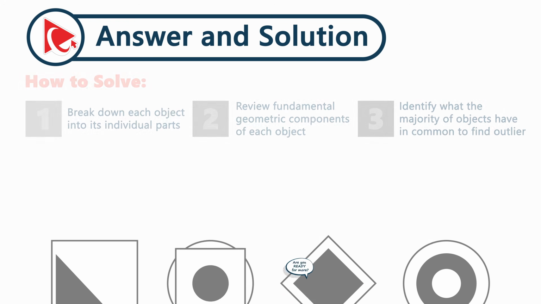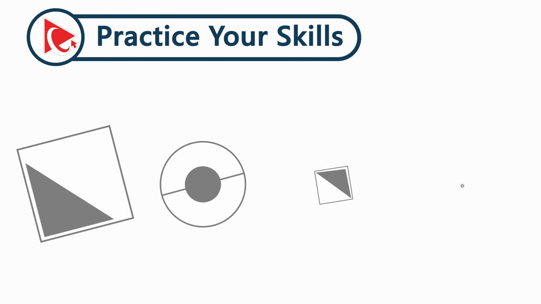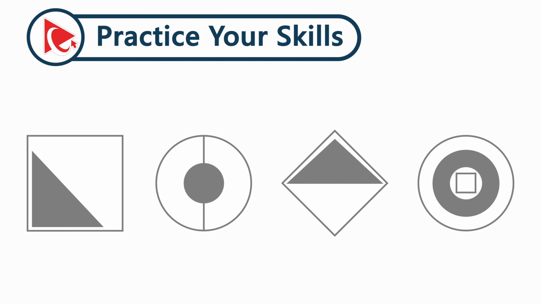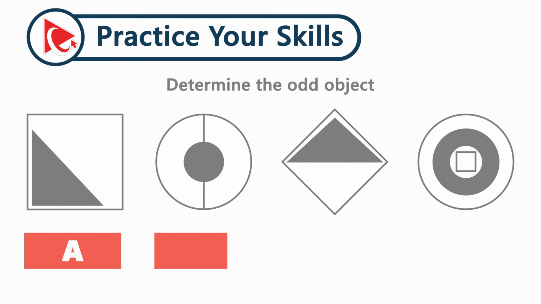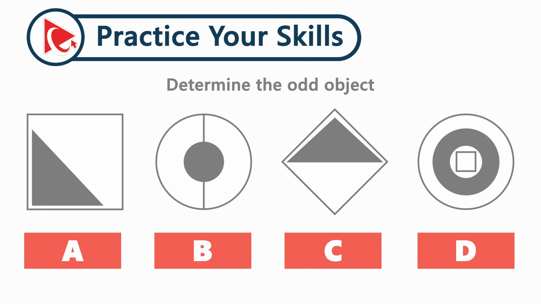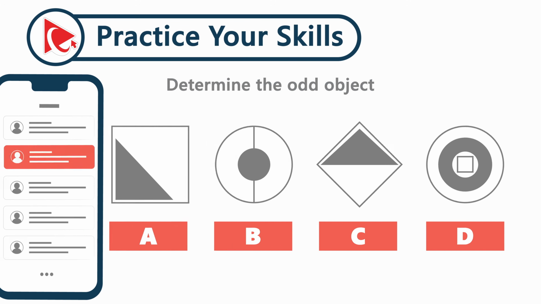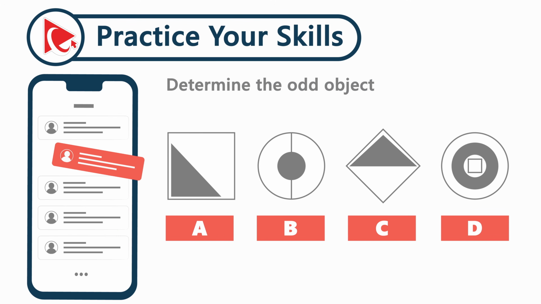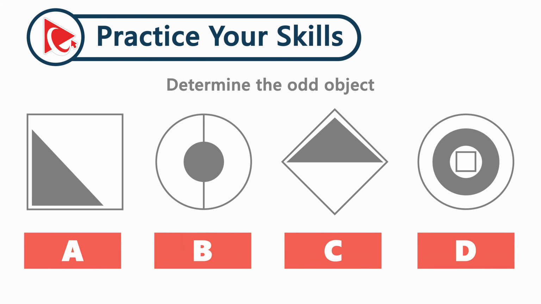Try this question to see how you would do. You're presented with 4 cool-looking shapes, and you need to determine the odd object that doesn't belong. Your choices for the answers are choices A, B, C, and D. After you've selected your final answer, post it in comments, and I'll share my feedback. Enjoy solving the school problem.